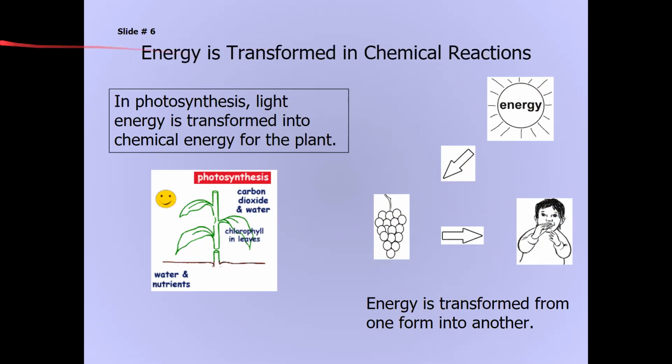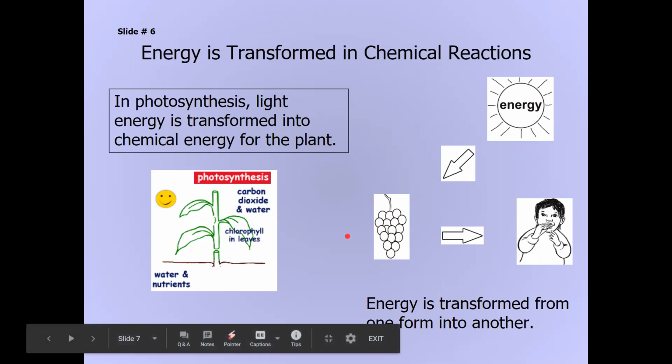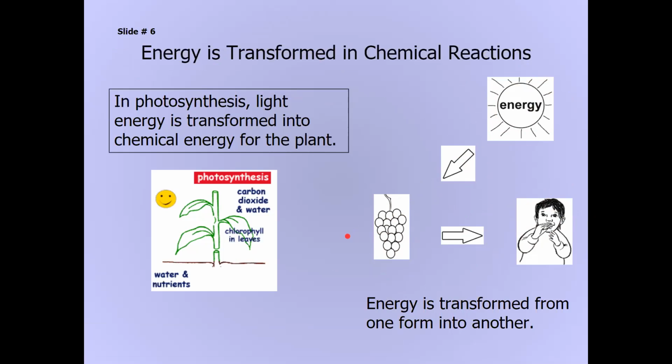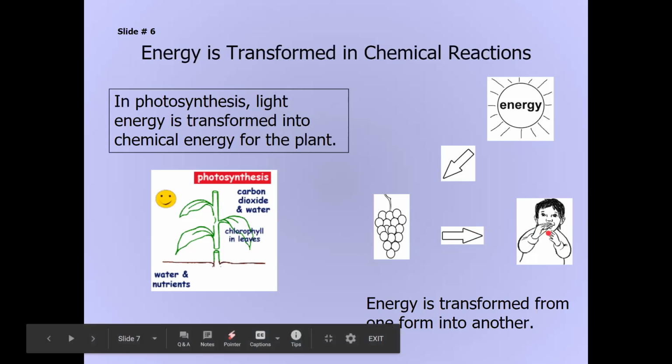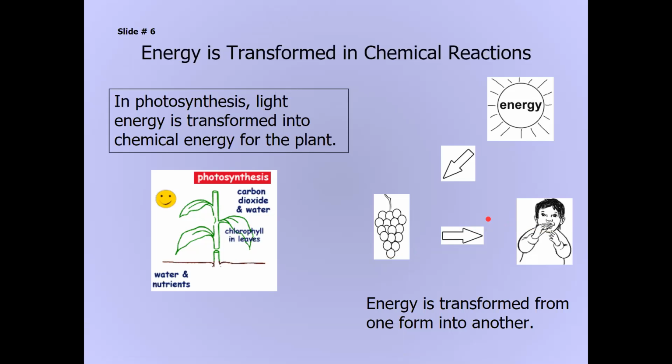So we're transforming the energy from one type to another, just like we're changing how the atoms are arranged from one set of structures to another one. But we still have the same energy and the same types of atoms at the beginning and the end.